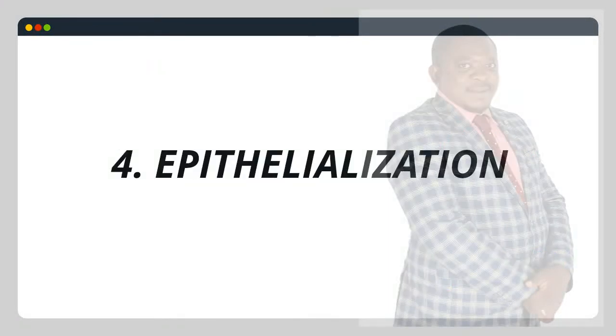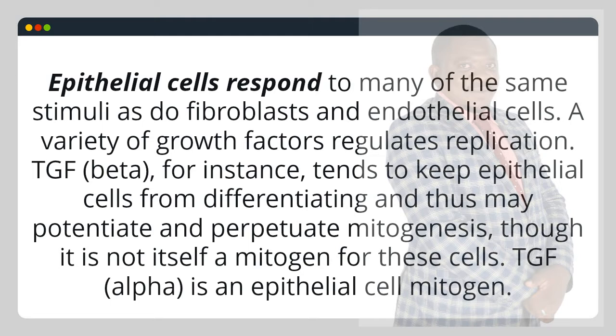4. Epithelialization. Epithelial cells respond to many of the same stimuli as do fibroblasts and endothelial cells. A variety of growth factors regulates replication. TGF-beta, for instance, tends to keep epithelial cells from differentiating and thus may potentiate and perpetuate mitogenesis, though it is not itself a mitogen for these cells. TGF-alpha is an epithelial cell mitogen.